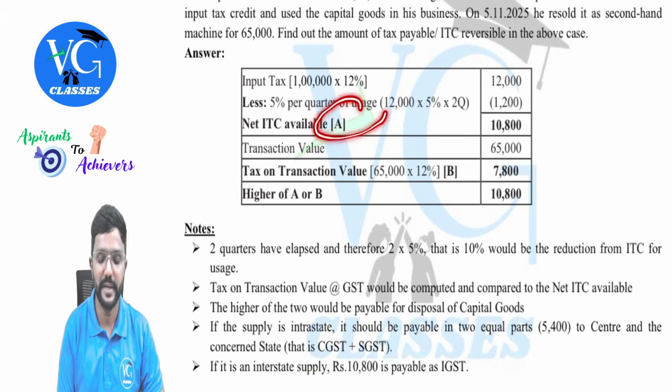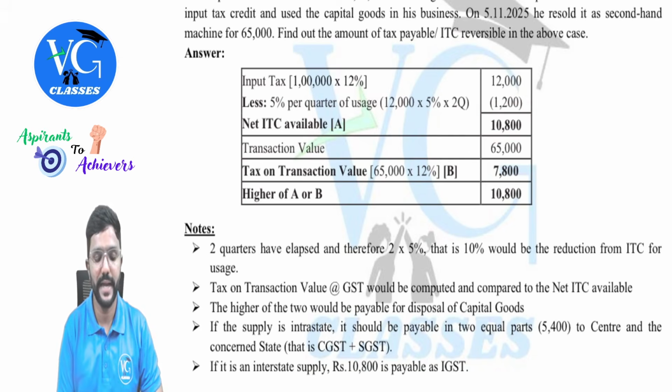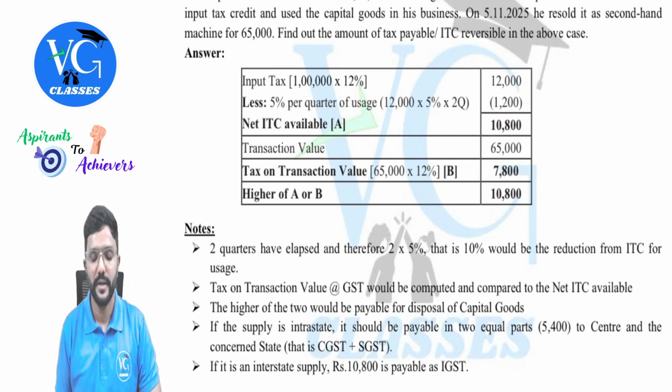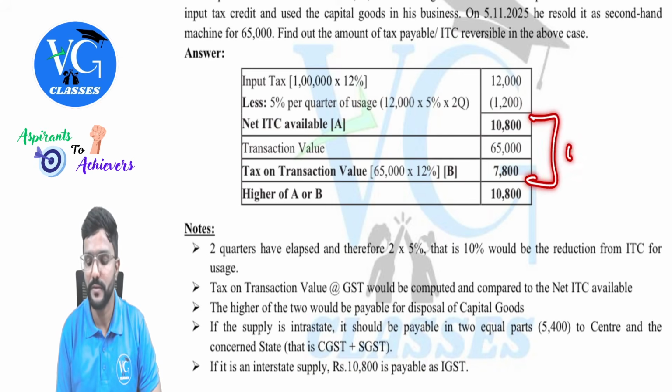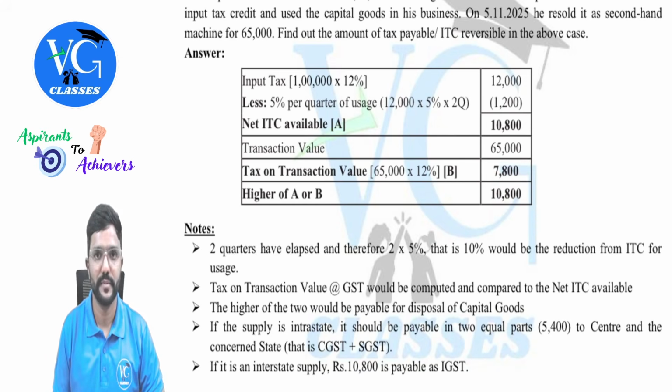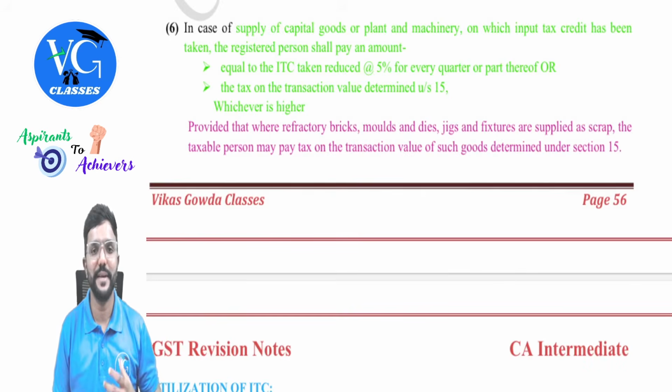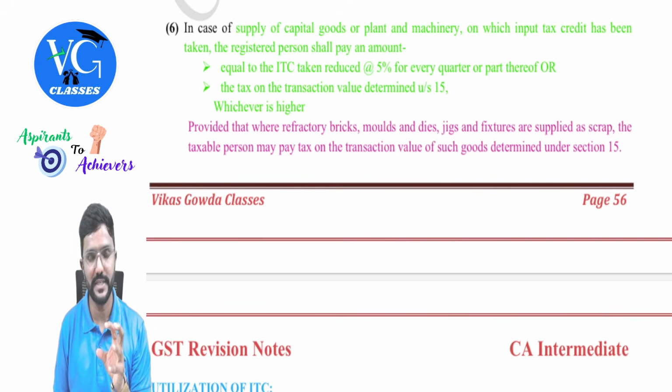Keep it aside. Let me denote it by A. Then take transaction value. Calculate GST on it at 12%, which is 7,800. Denote it by B. Compare both of this. Whichever is higher has to be paid. That is 10,800 has to be paid. Is that clear? Because some people, after claiming the credit, they may sell the asset for a very lesser value. So in that case, government is not ready to forego the revenue. So they will check what is the ITC claimed. For each quarter or part of the quarter it is used before the sale, reduce 5%.